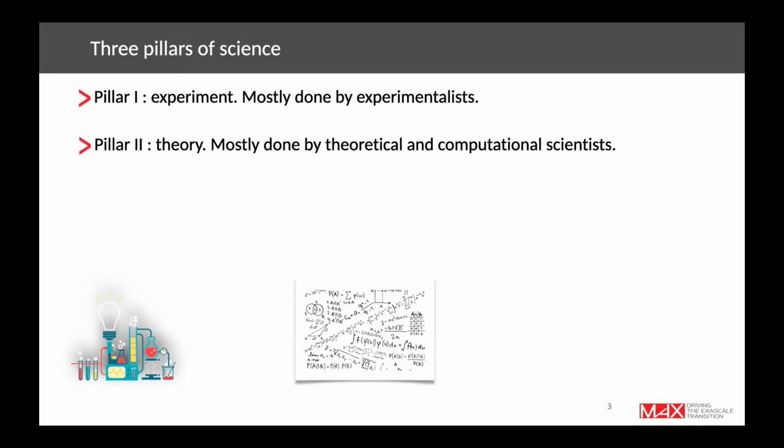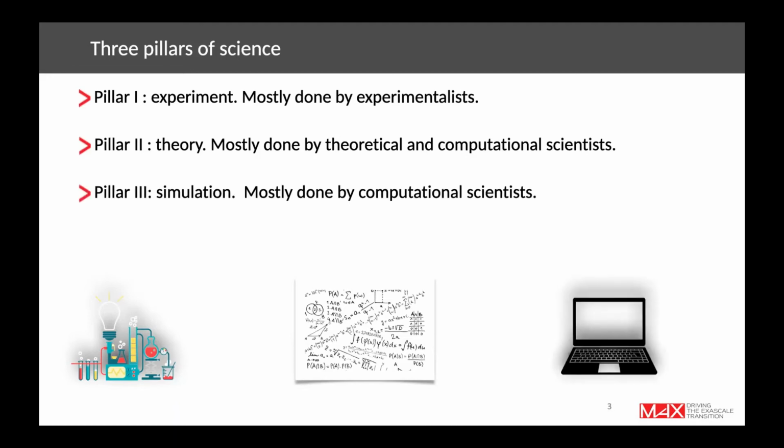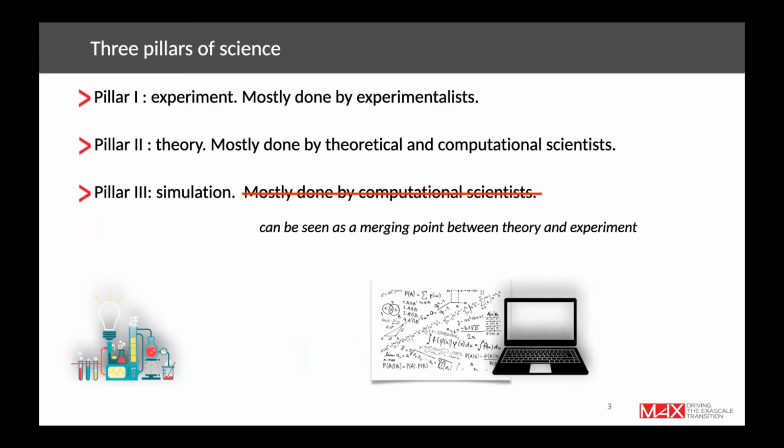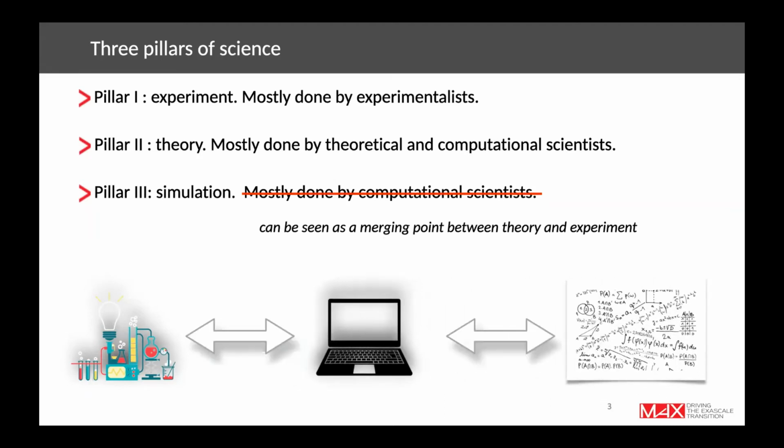However, as I already introduced in the previous slide, now we have a rise of the third pillar, which is the simulation. And to date, the simulations are mostly done by computational scientists. However, we would like to challenge the status quo and to perceive simulations as a merging point between theory and experiment. And if you think about it, it makes a lot of sense because the experimentalists are the ones who would like to use our simulation results and to compare it to their outcome.